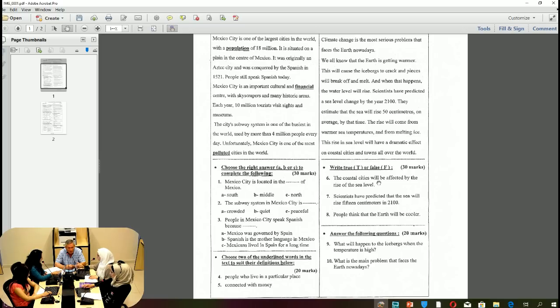Community. Yes. So they write community next to number 4. So number 4, community. Exactly. The second text, Ms. Rula, the second text, we have the questions about it.